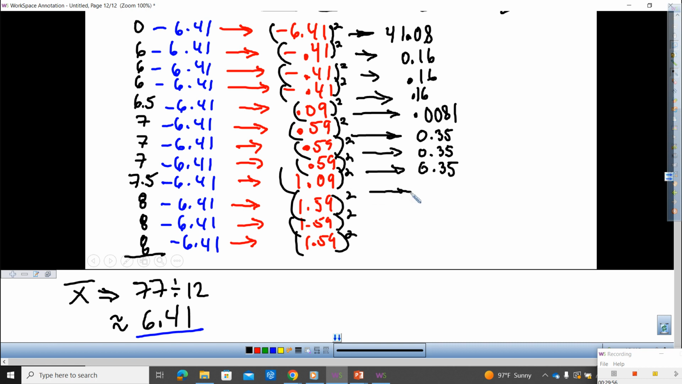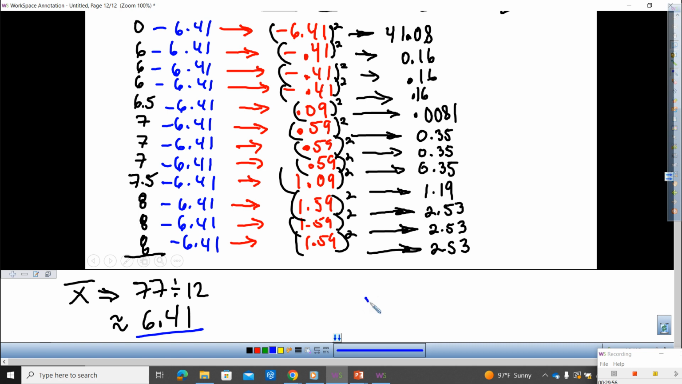1.09 squared. Janae, what'd you get? 1.19. And 1.59 squared. Elias, what'd you get? We need 3 of those. 2.53. All right, 2.53. Whew. All right. Tell your neighbor what to do with all these numbers now.